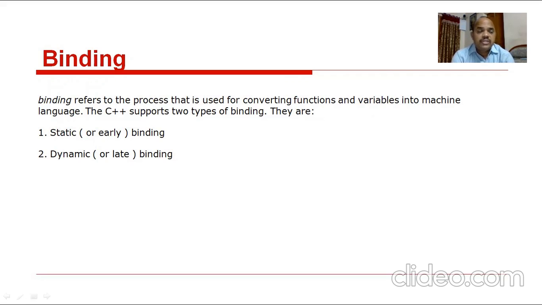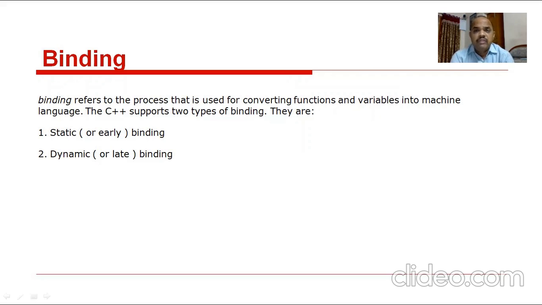So dash refers, that is the assessment question. Dash refers, binding refers to the process that is used for converting functions and variables into machine language. Then the next one, the process that is used for converting functions and variables into dash language. That is also an assessment question. Here are three assessment questions. The first one: dash refers to the process that is used for converting functions and variables into machine language. That is binding.